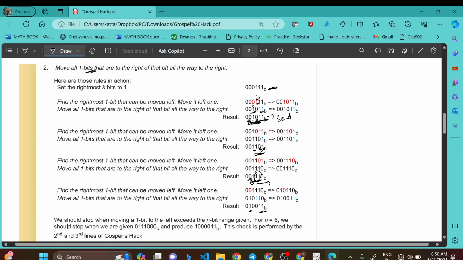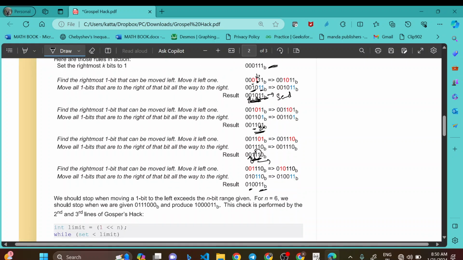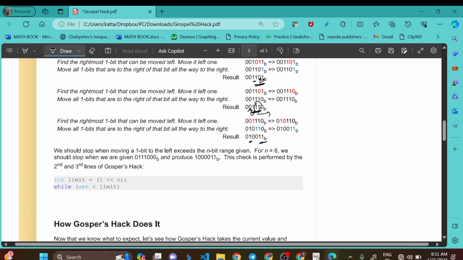I hope you people have understood. So this is the algorithm: find the rightmost one bit that can be moved to the left, move it left, and then all the one bits that are to the right of that bit, move them to the right. That is the particular way to solve this question.